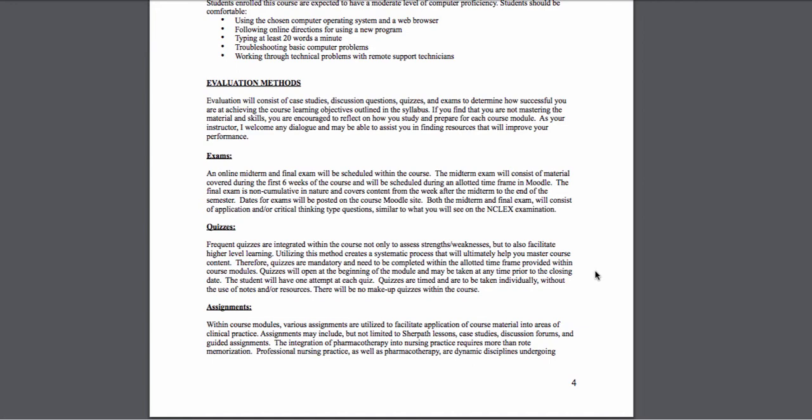I do expect that you complete them, and they are mandatory. I expect that you complete them within the allotted time frame. Like I said, I usually keep the quizzes open from the very beginning of the module to the end of the module, so you have a really large span to take it. All quizzes and exams are to be taken individually, without the use of notes or resources, so they're not open book. You really need to learn this material and be able to recall it without utilizing your notes and textbook.